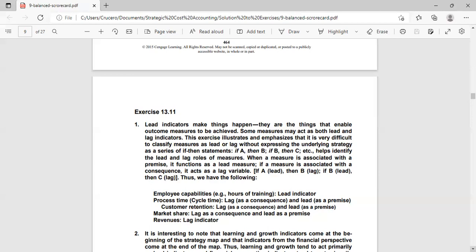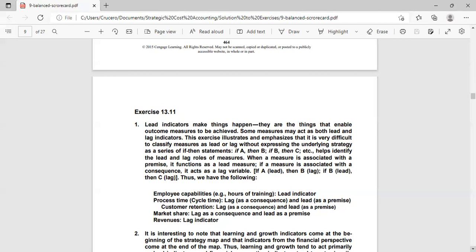If A then B, if B then C helps identify the lead and the lag roles of measures. When a measure is associated with a premise, it functions as a lead measure. If a measure is associated with a consequence, it acts as a lag variable. If A lead, then B lag. If B lead, then C lag. Thus, we have the following.